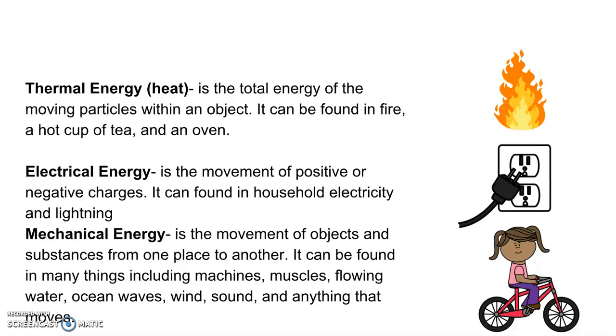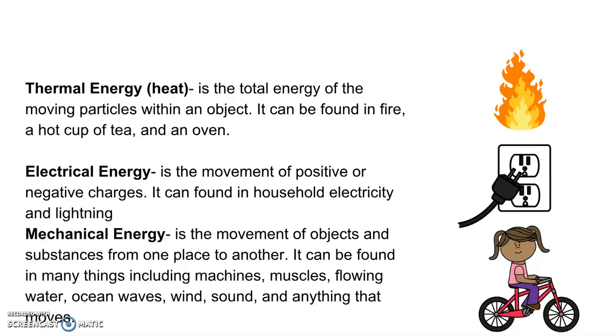Okay. The next one, electrical energy, deals with the movement of positive or negative charges, and it can be found in household electricity and lightning as well. So we have our example of a plug. Anything that deals with electricity deals with electrical energy. So TVs, cell phone chargers, lights, any of those things when they're plugged in have electrical energy.